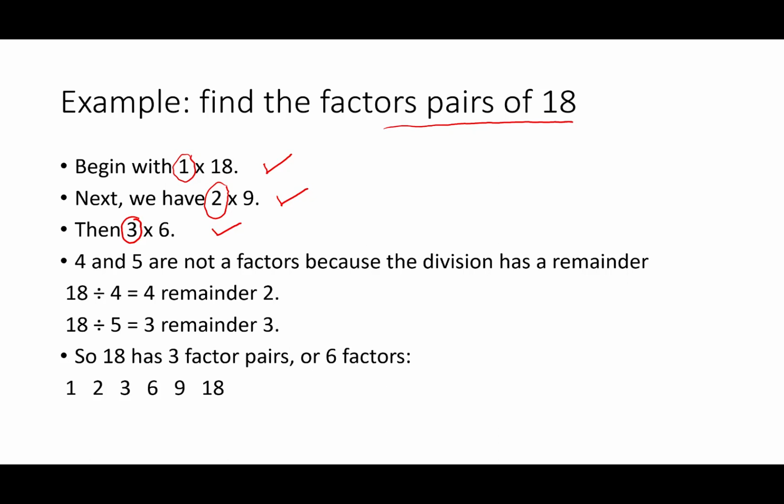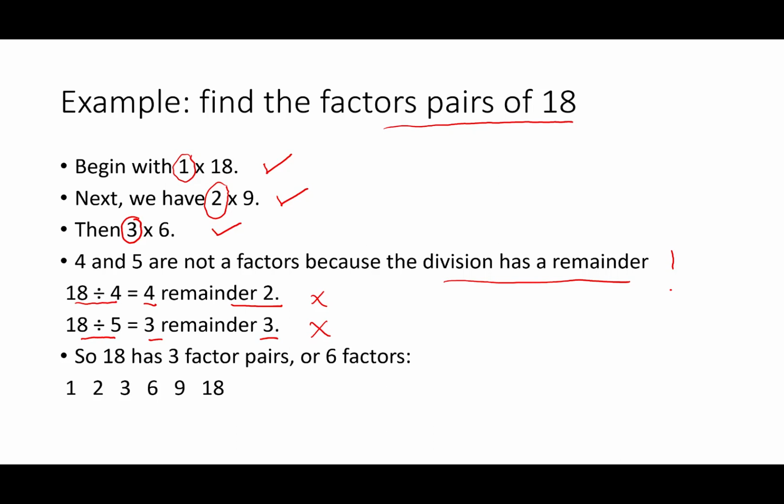How about the number 4? The numbers 4 and 5 are not factors because the division has a remainder. This is very important. 18 divided by 4 gives us 4, but there is a remainder of 2. So 4 is not a factor of 18. Similarly, 18 divided by 5 gives us 3, remainder 3. So 4 and 5 are not factors of 18.